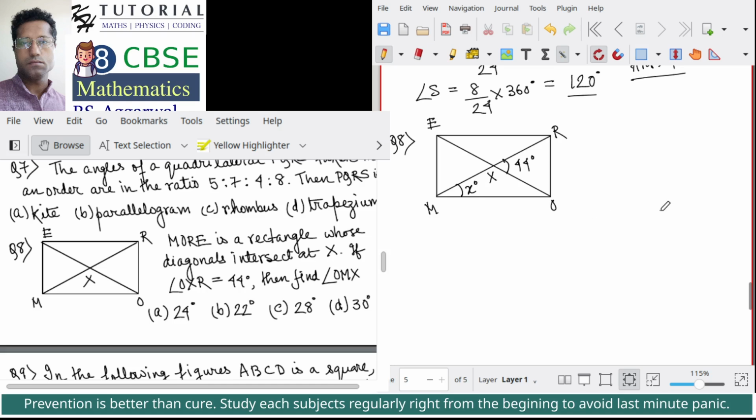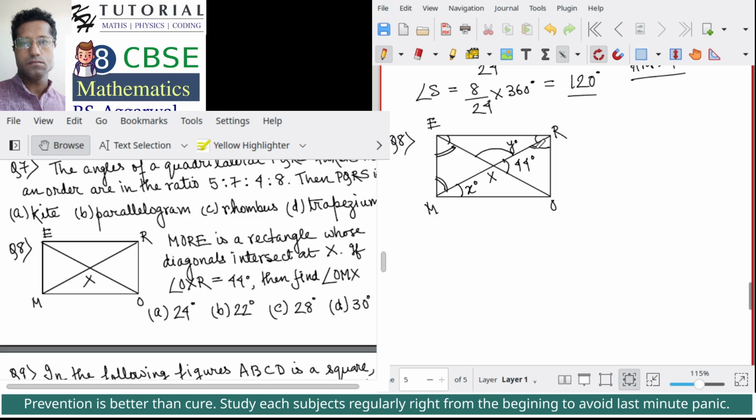MORE is a rectangle. We have to find angle x. Let's say this angle be y degree. Now in a rectangle you must be aware of the fact that the diagonals are equal and they bisect each other. Also, all the triangles which are formed on each side of the rectangle with the point of intersection of the diagonals are isosceles triangles, meaning this angle will be equal to this angle, and also this angle will be equal to this angle.